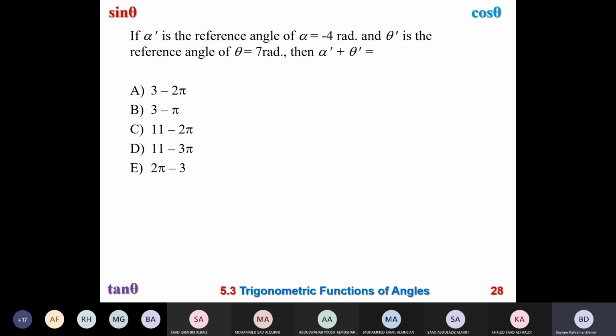Okay, everybody, we are going to continue from this page. We will look at the reference angle of two different angles, and then we will add these reference angles. So alpha prime is the reference angle of -4 radian, and theta prime is the reference angle of 7 radian. So what is alpha prime plus theta prime?